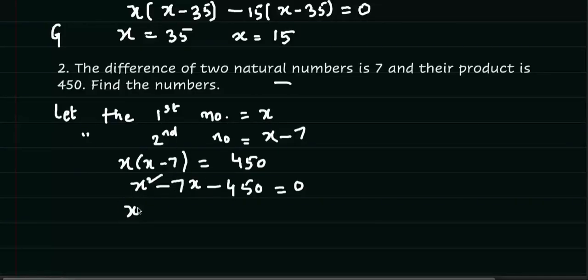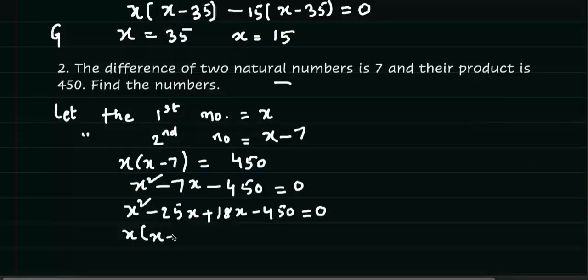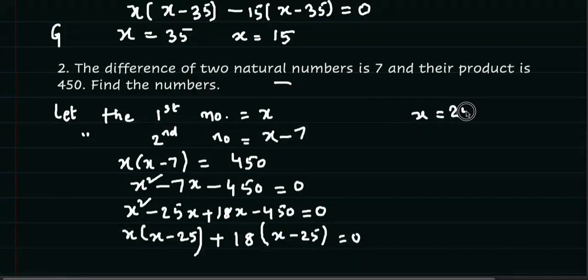So I can split 7 as 25 plus 18. 25 multiplied by 18 is 450. x common, x minus 25, plus 18 common, x minus 25. So the roots I am getting are x value as 25 and x value as negative 18. I will disregard this because we are talking about natural numbers. So I will take x value as 25.